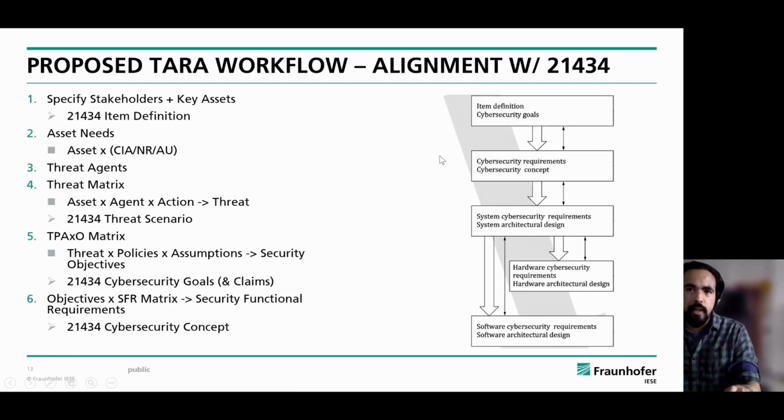So this loosely aligns with the 21434 if we consider that the initial stages cover to some extent the item definition and can be informed by that or can establish that. And the threat and risk assessment stage can address the establishment of the threats, of the threat agents, and of the threat scenarios that we need. And the cybersecurity goals and claims can be correspondingly assigned to the security objectives. And finally, we can establish a cybersecurity concept based on the goals and the functional requirements that satisfy them.